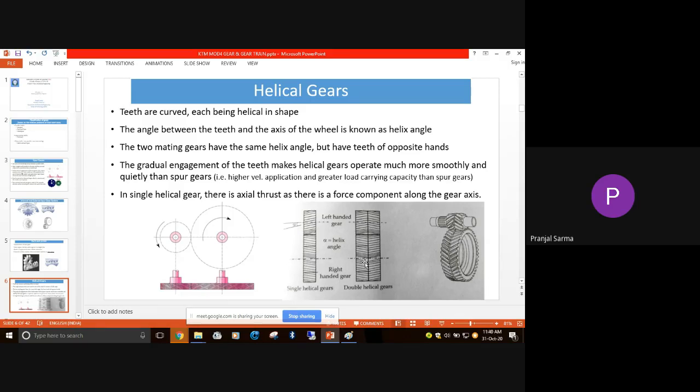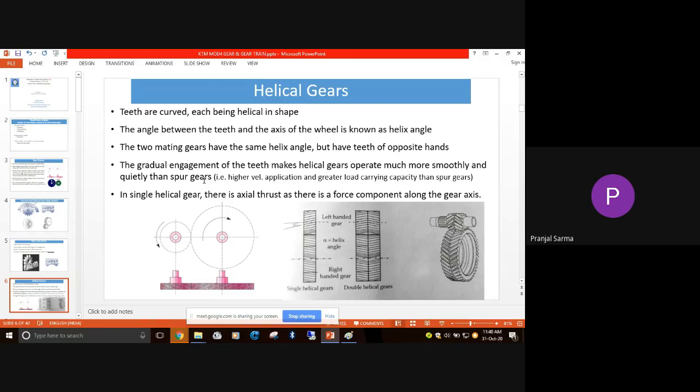In the case of helical gears, they are curved and gradually come in contact. So gradual engagement of the teeth happens, not the whole tooth coming in contact at the same time, but as both of them are helical and oriented, the engagement is gradual, and because of that the operation is comparatively smoother and quieter. As there is no sudden load application, with helical gears we can go for higher velocity applications, and they have greater load carrying capacity compared to the spur gear.